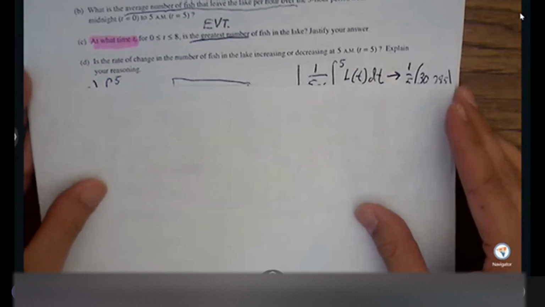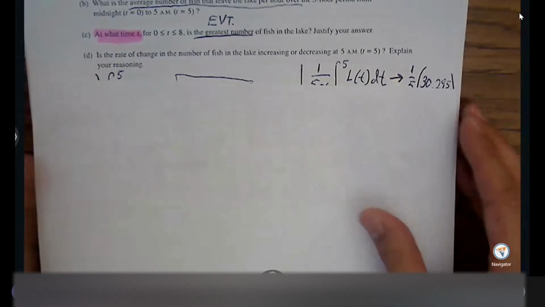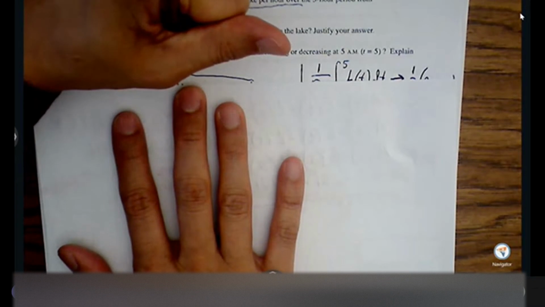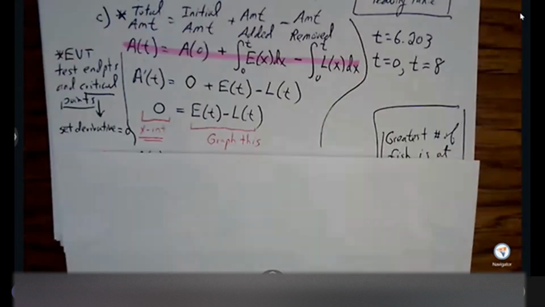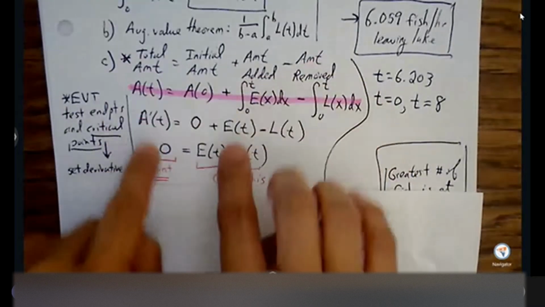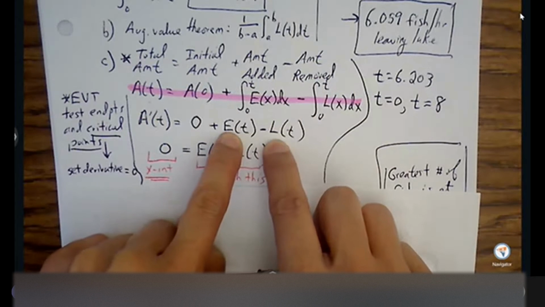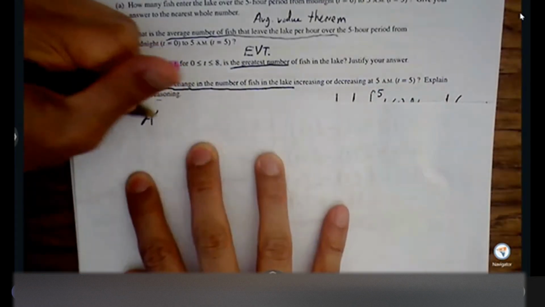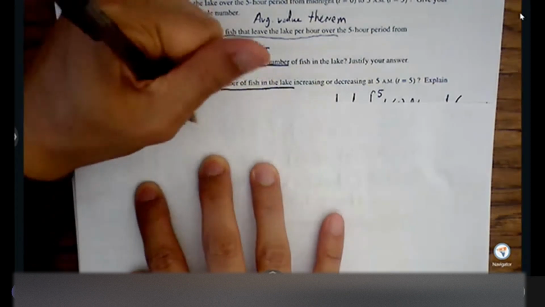So part D, it says, is the rate of change in the number of fish in the lake increasing or decreasing? So I'm going to focus my attention here on the first part of this problem. Is the rate of change of number of fish in the lake? So the rate of change in the number of fish is going to be based off A prime of t, right? We know A of t represents the number of fish in the lake. A prime is going to represent the rate of change in the lake. So we know A prime is E of t minus L of t. That's what this is referencing. So I'm going to write that formula there. This A prime represents the rate of change in number of fish in the lake.